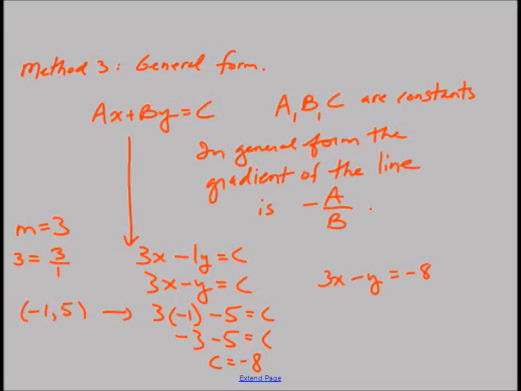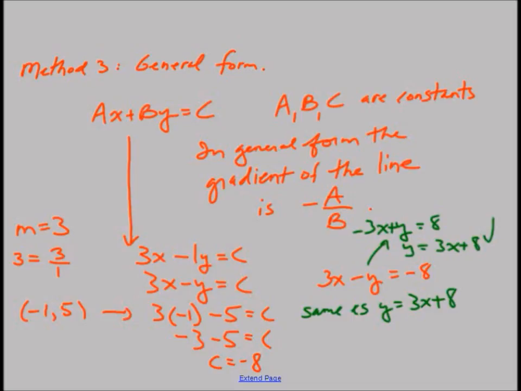Is this the same equation as the previous one? Y equals 3x plus 8. Let's rearrange and see. So if we rearrange this guy, we'll have y. Well, we have to change the sign of everything first. Negative 3x plus y equals 8. Y equals 3x plus 8. Yep, same answer. Okay, so 3 methods of calculating the equation of a straight line. Just wanted to remind you of that.